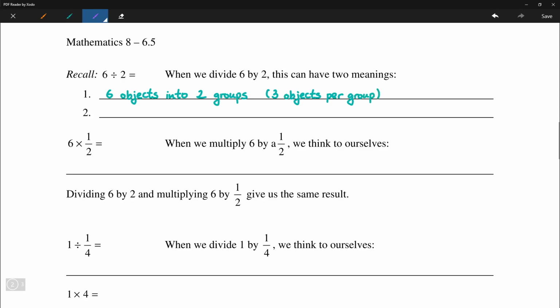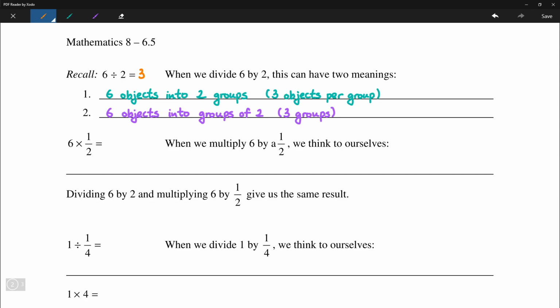And then another way of thinking about division is, of course, 6 objects into groups of 2. And we have 3 equal groups, or 3 groups. Okay, either way, 6 divided by 2, of course, is equal to 3.